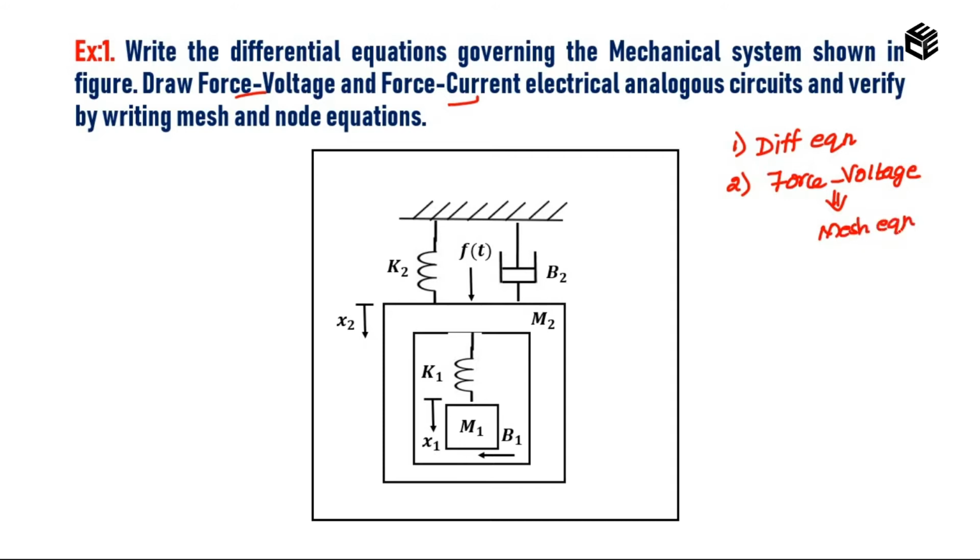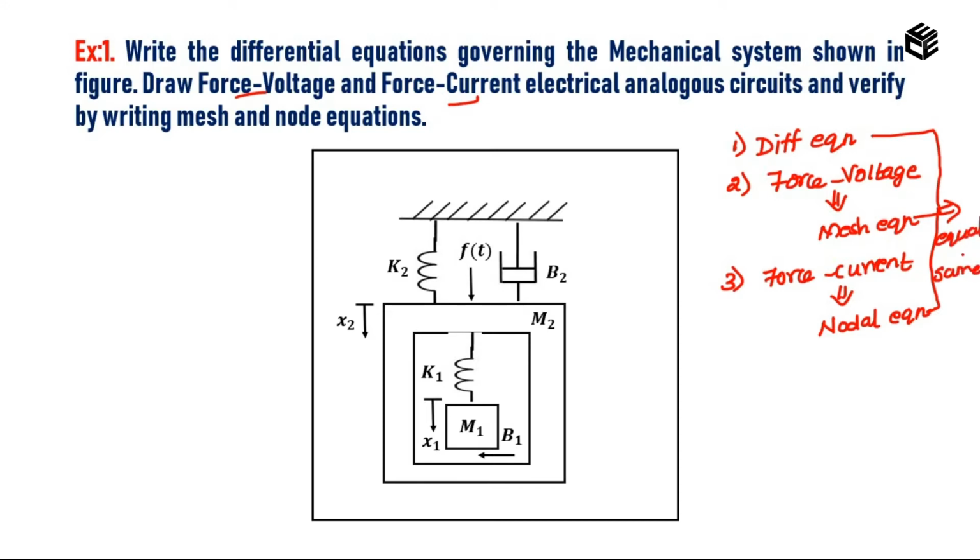And the third step is we need to draw the force-current circuit, and from this we will be finding the nodal equation. So at the last we will be checking the differential equation, mesh equation and nodal equation, and we will say whether these three are the same or not. So that is our ultimate aim. Now let's analyze the given diagram.